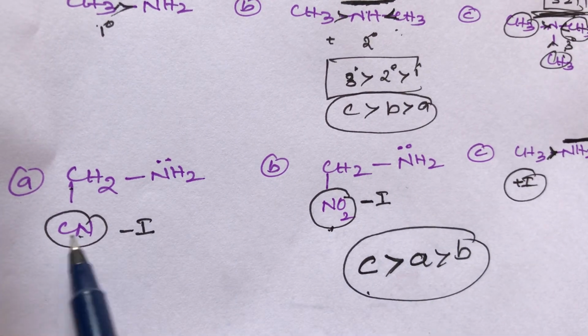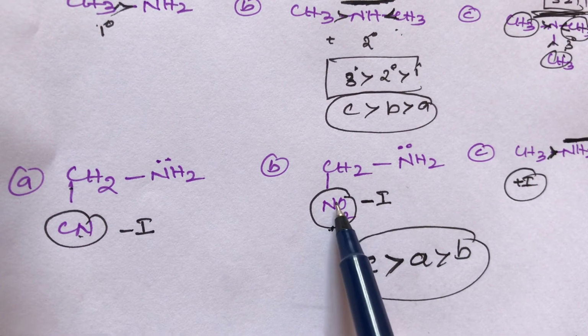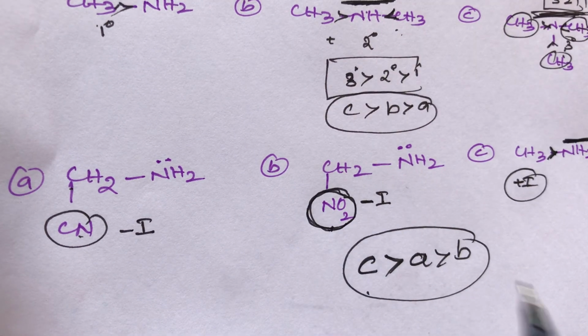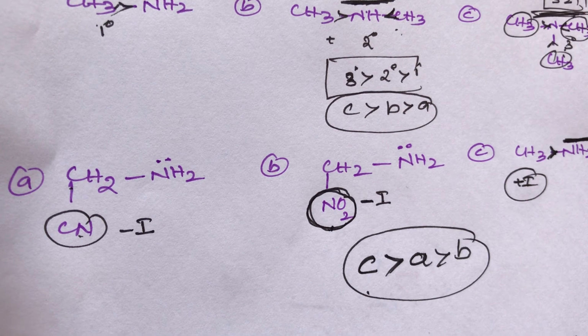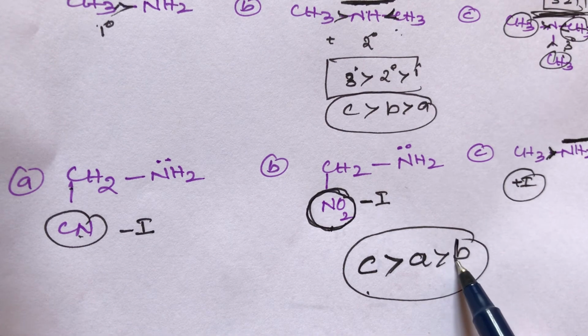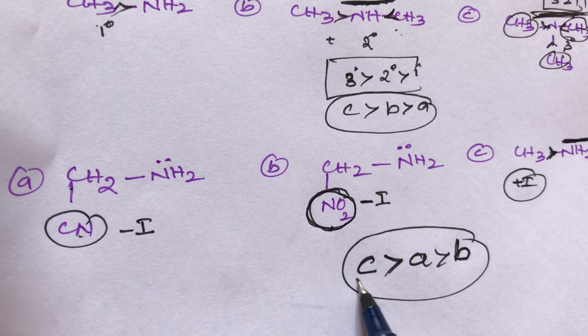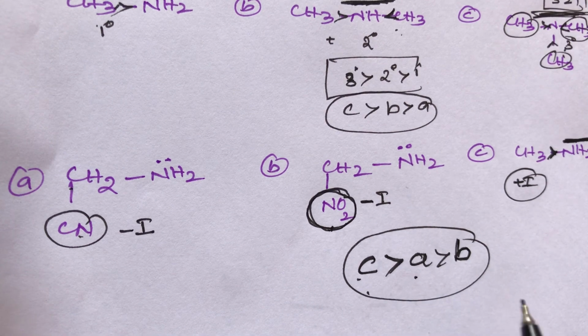What about A and B? B compound has a nitro group. Nitro group belongs to strong minus I. A strong minus I group always gives weak basic strength. So that's why the last priority goes to B compound. What is the basic strength order? C is greater than A is greater than B. This is the simple trick, student.